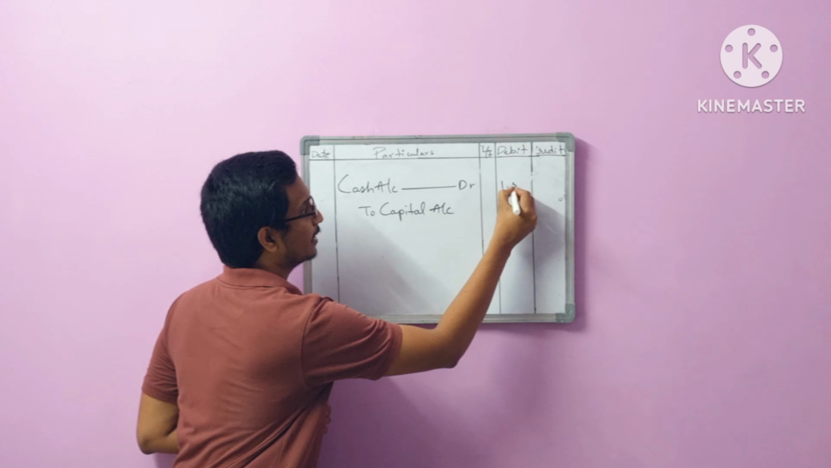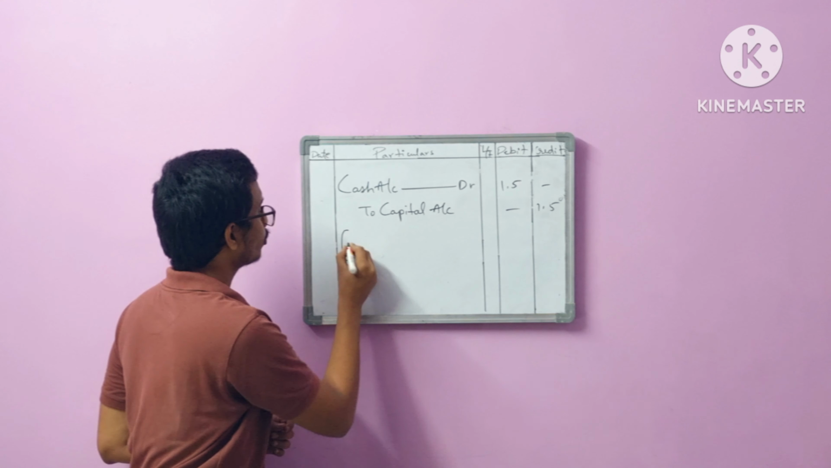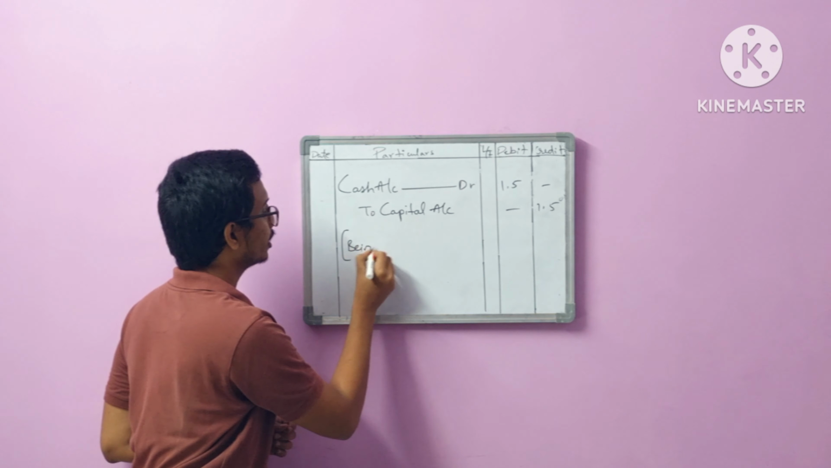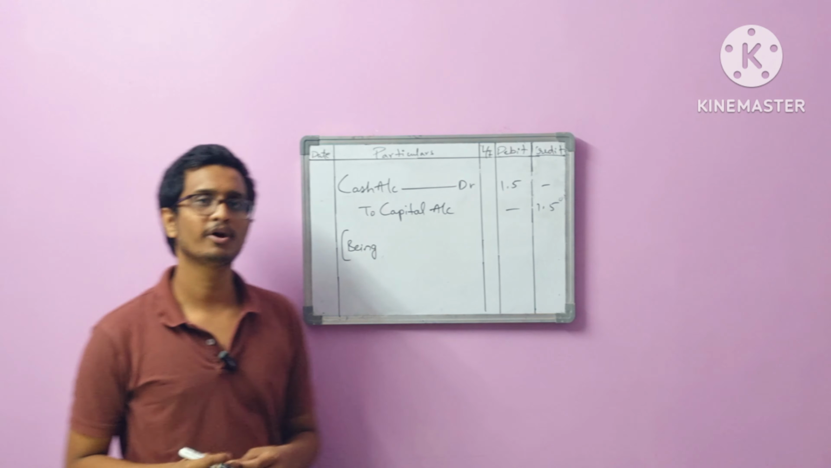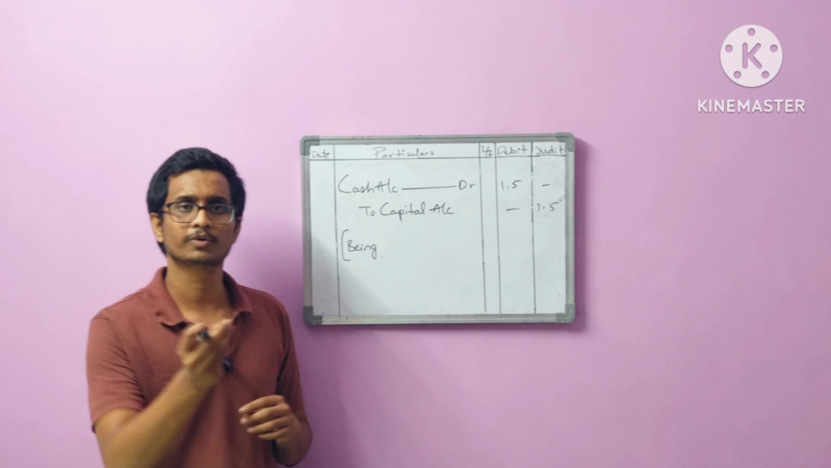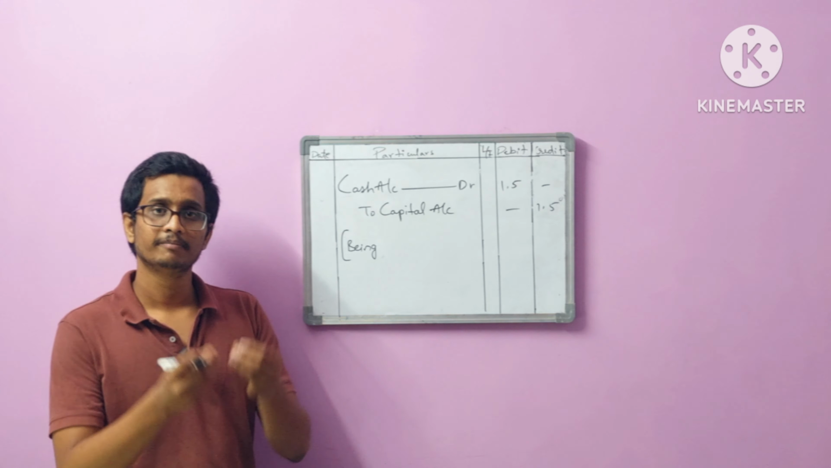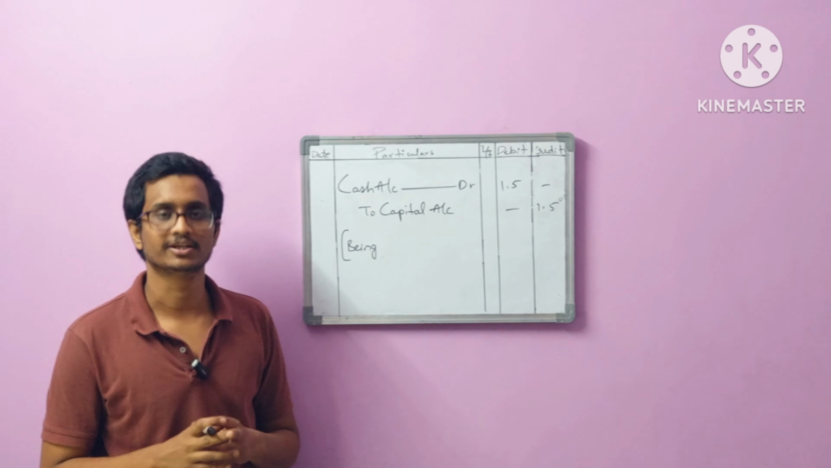So 1.5 lakhs, 1.5 lakhs. And narration should always start with the word called being. And suppose you are unable to simplify the transaction, you can write it as it is in the question. Here, you can say being business started with cash.